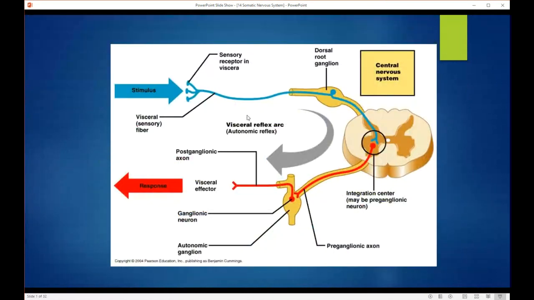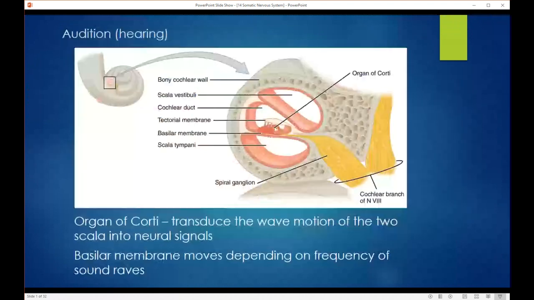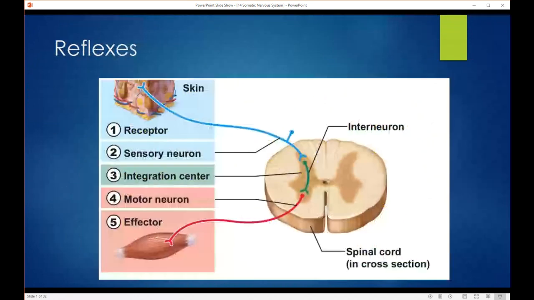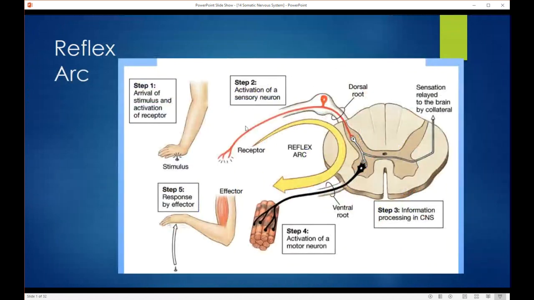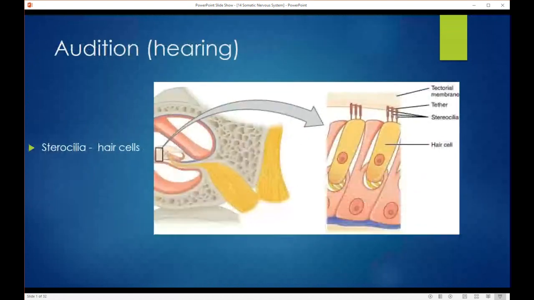So we've already gone over this. This is a review sort of, oh, sorry, this is actually our visceral reflex arc. So we've gone over our reflex arc. Let me back it up. Sorry if that's going really fast. Okay. So this is our motor reflex arc right here. Okay. And now we're going to talk about our visceral.